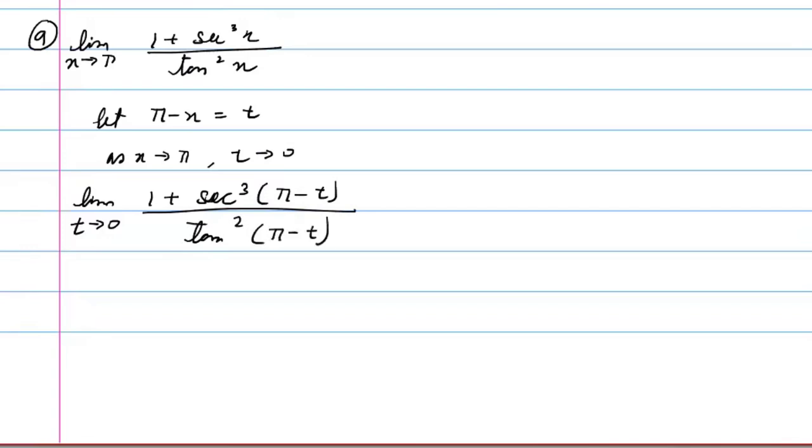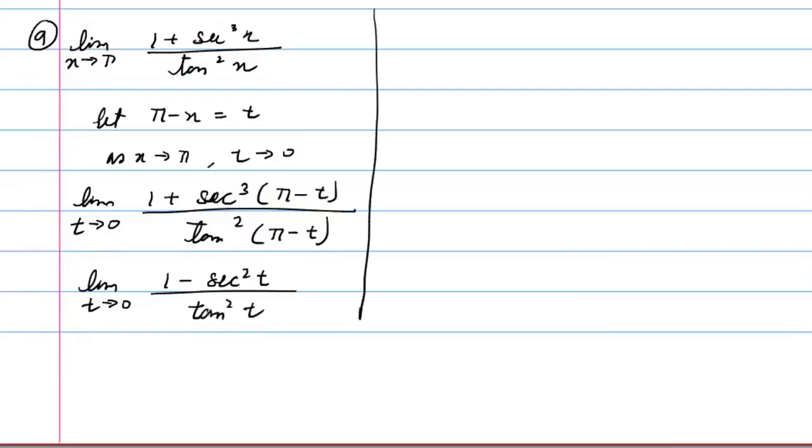Now you know that 180 minus theta for cos is negative, so sec will also be negative. And this is a cube, which is an odd power, and therefore it is going to give you 1 minus sec cube t. Tan is also negative, but this is a square of tan, so you will have just tan square t over here. And this is sec cube.